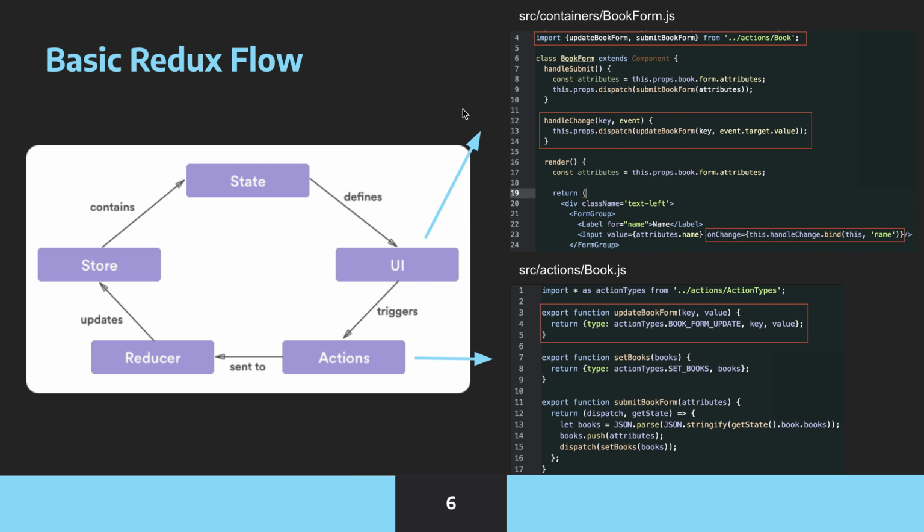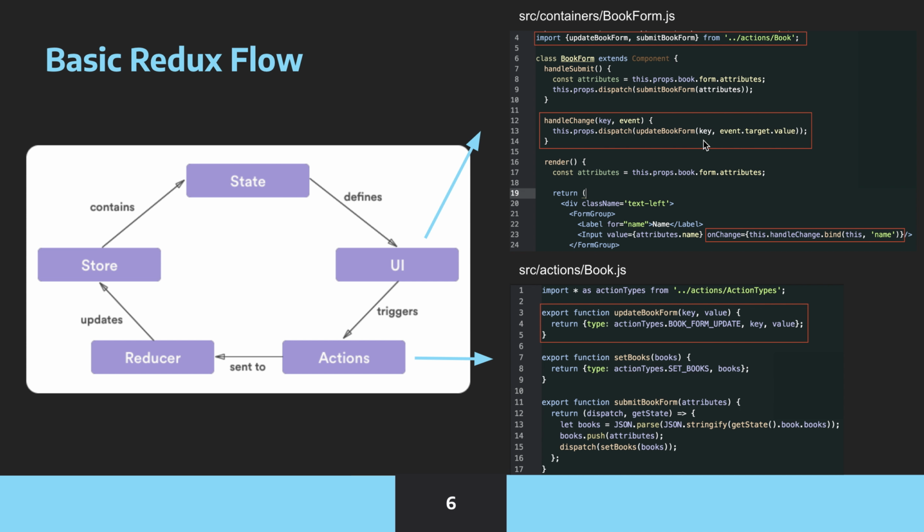So then here, we said the UI will dispatch actions. On line 4 in the book form component up top, you can see that I'm importing update book form, which is an action from action/book. On line 12, I've got a function that handles a change. And you can see on line 13, it says this.props.dispatch. And then I'm going to dispatch the update book form and pass that the key and the value.